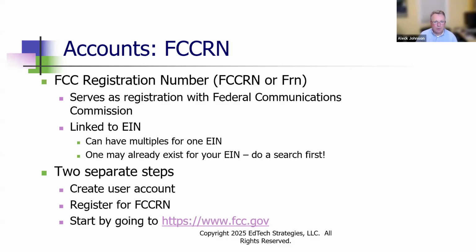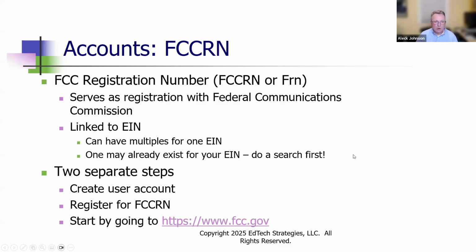You can have multiple FCC registration numbers for a single EIN. So, for example, if your town and your library use the same EIN, it may be that there are multiple FCC registration numbers, one for your library and one for your town. That's absolutely fine. That's not a problem. But you should always do a search first to see if there's already one for your EIN. Now, just like there is with Epic, there are user level accounts, and then there are entity level accounts, the FCCRN itself.